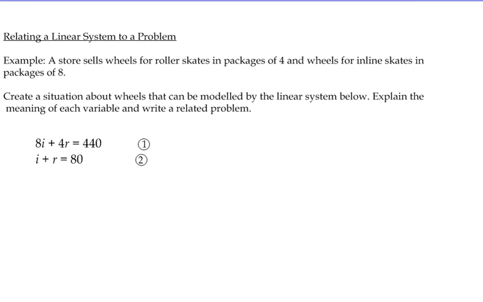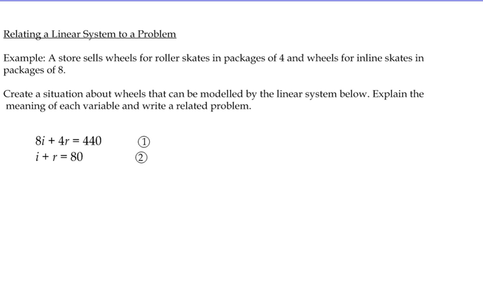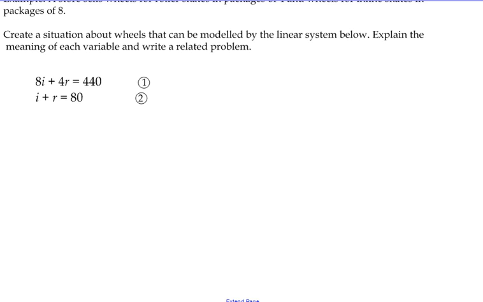So the next problem says, a store sells wheels for roller skates in packages of 4 and wheels for inline skates in packages of 8. Create a situation about wheels that can be modeled by the linear system below. Explain the meaning of each variable and write a related problem. So the first thing we need to do is figure out what I and R stand for.